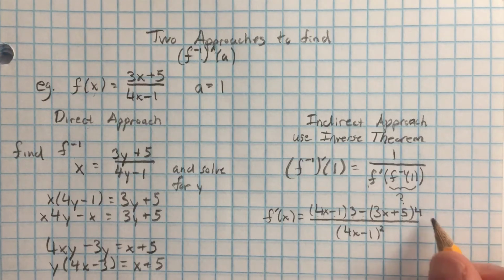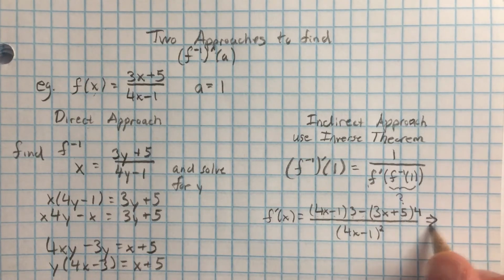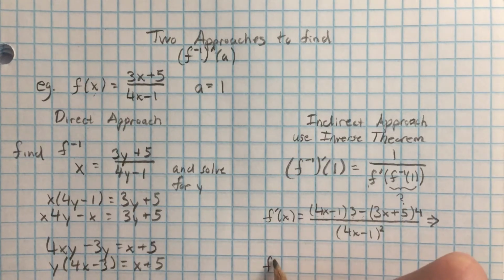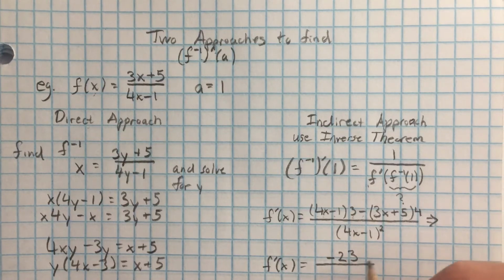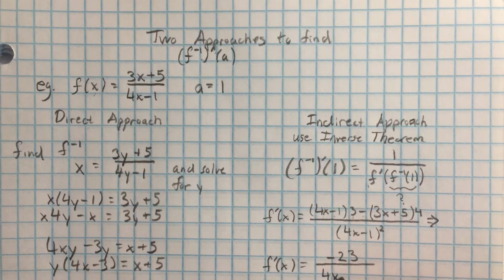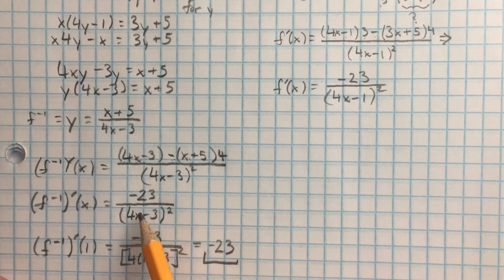Oh, that's ironic. Okay. So simplifying this, I'm just going to rewrite this with the symbols here. F prime x will be negative 23 over 4x minus 1 squared. Okay, the two are different though, right? We had the derivative of the inverse being negative 23 over 4x minus 3 squared. So it is different, even though the numerator was the same.